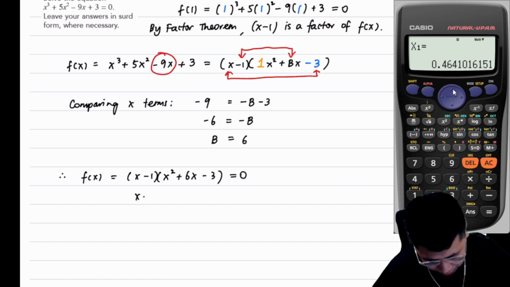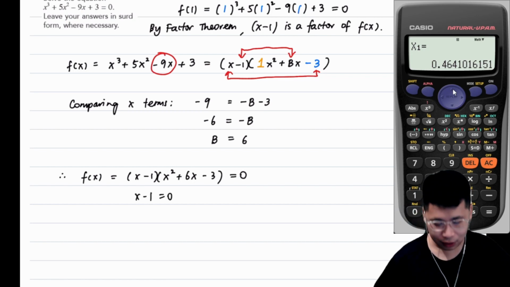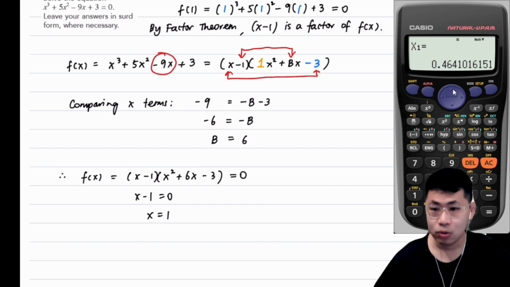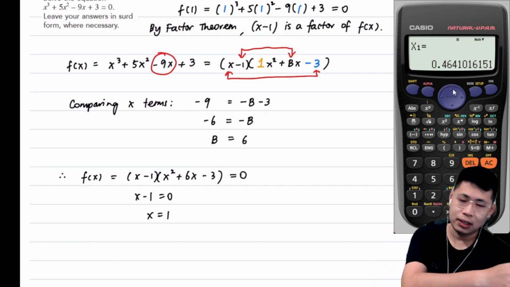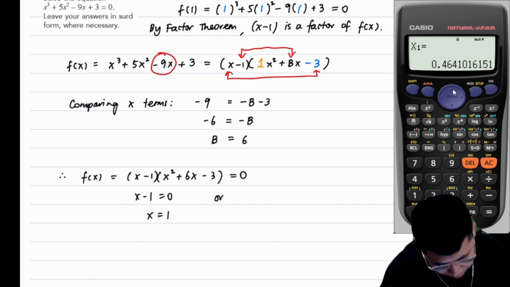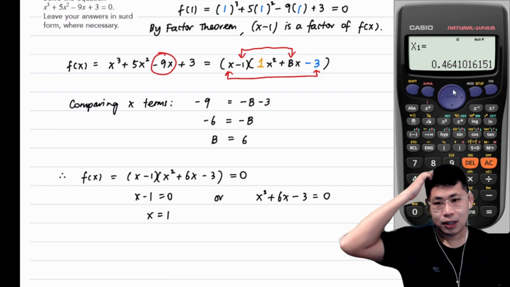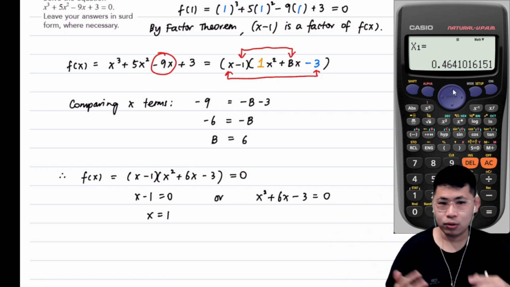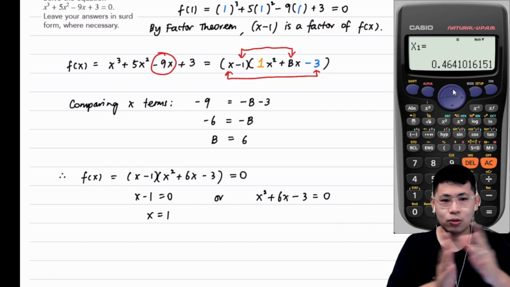So we can write this as x minus 1 equals 0. So obviously x is going to be equal to 1, as what we saw just now over here. 1 was our root. Then the next one would be the quadratic factor equals to 0. It's either this equals 0 or that equals 0. So the quadratic factor equals 0.